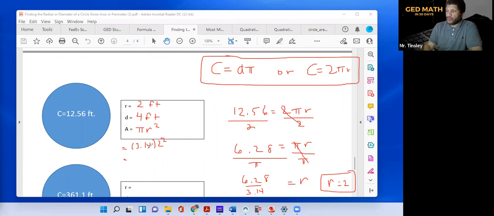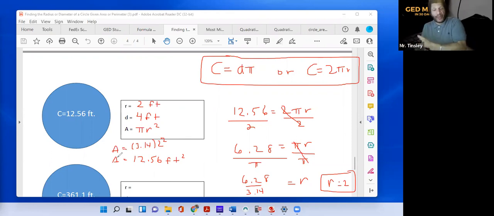That's 12.56 feet squared. So the circumference and the area are the same thing. Understand what we did. And again, this is one of the most missed questions on your exam.